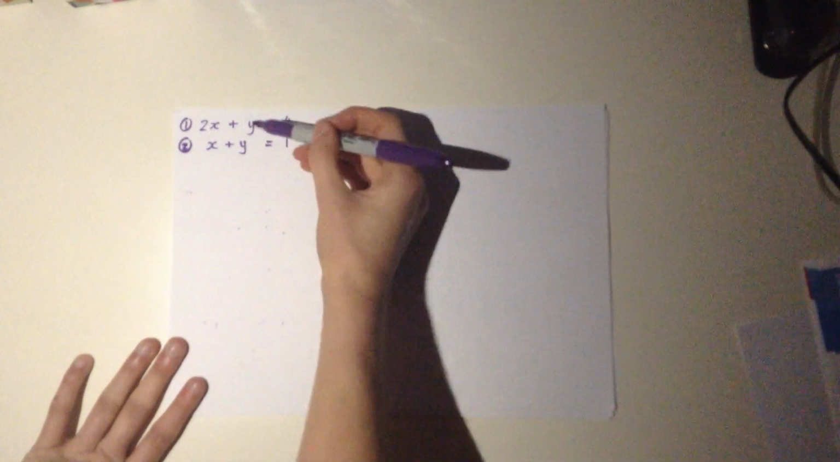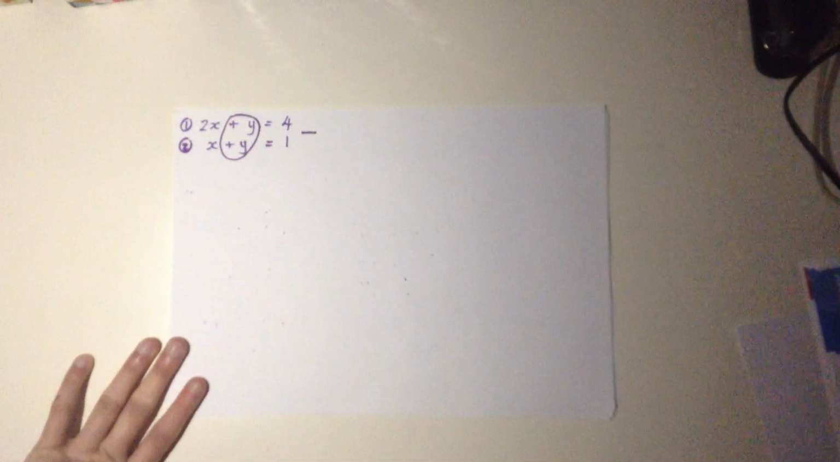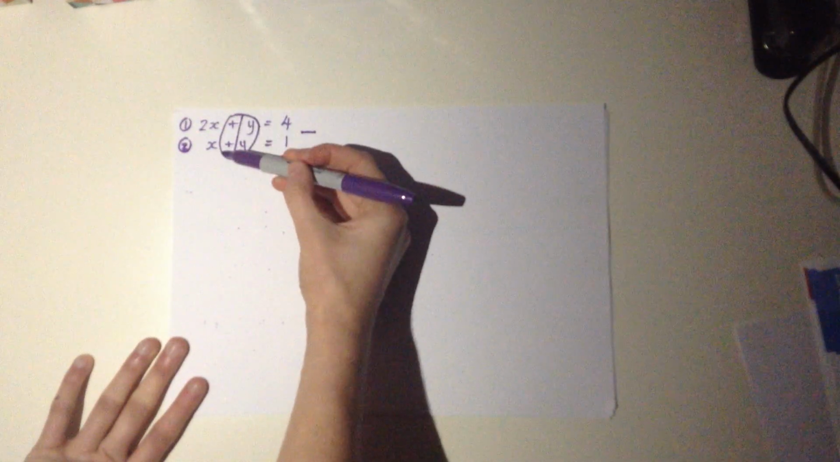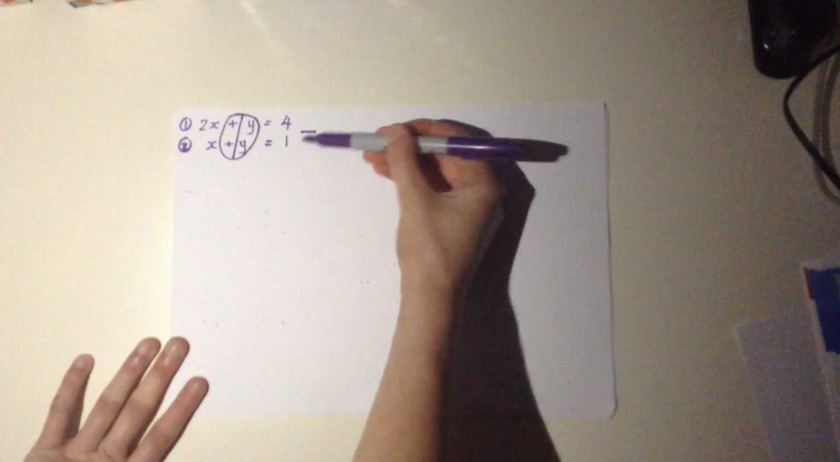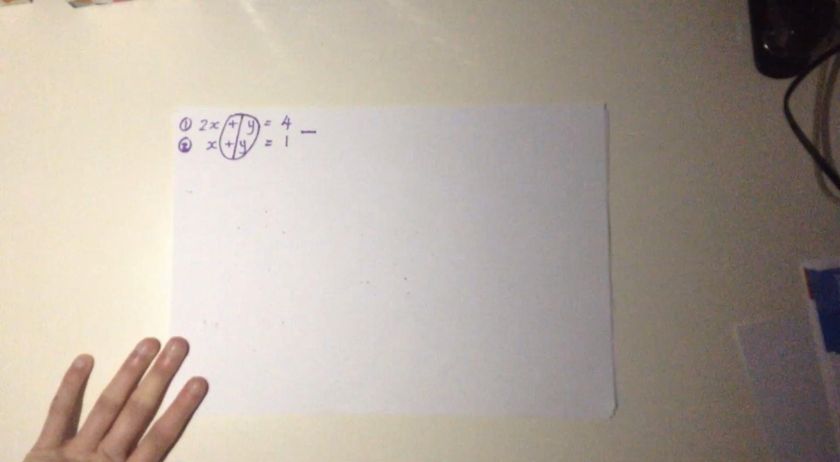Now because these y's here are the same, we can take those out. So if we subtract the equations from one another, because these symbols are the same. Now if these were different symbols, so if that were a plus and that was a minus, we would add the equations. But because they're the same, we subtract the equations.